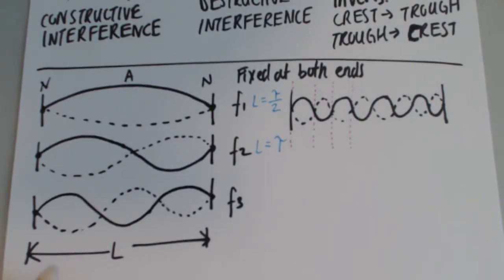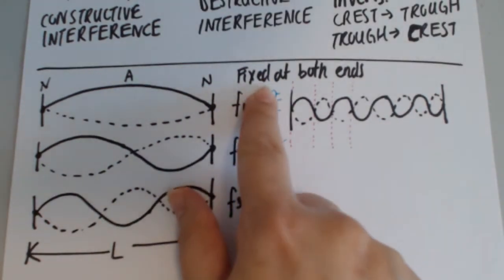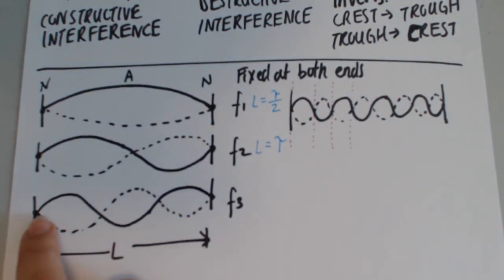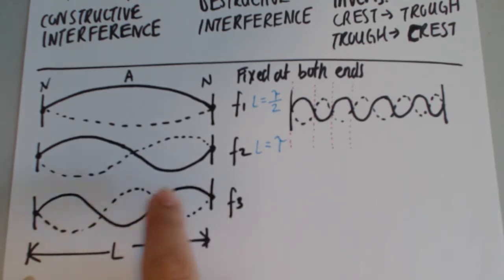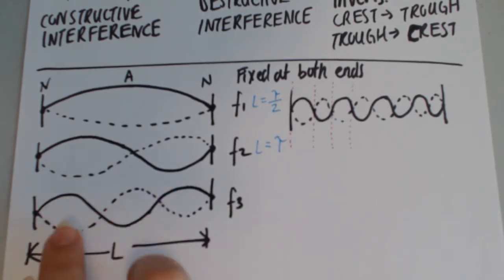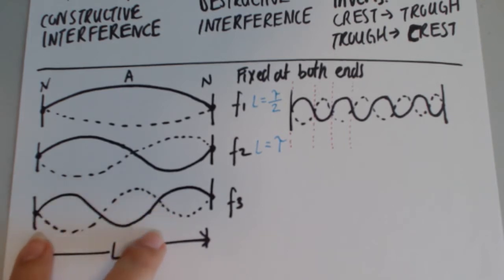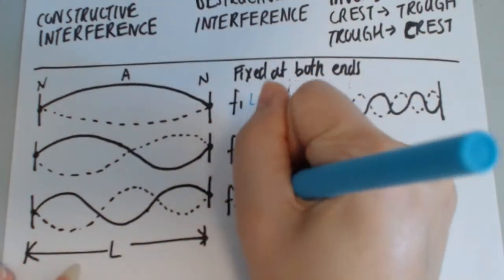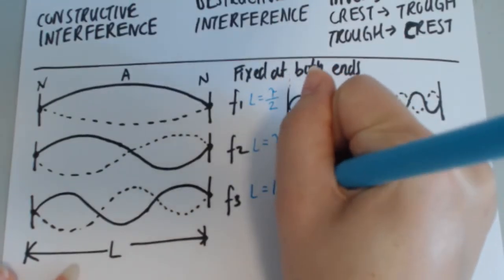That's the third possible look for something that's fixed at both ends. Hence, I have a node at both ends. Now this time, watch. I have a crest, a trough, and a crest. In order to have one full wavelength, I just need a crest and a trough. So that's a full wavelength from here to here. And so that piece right here, that's just an extra half a wavelength. So my L here is 1.5 wavelengths.